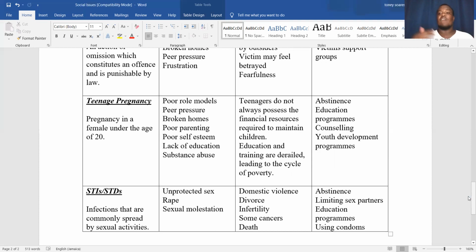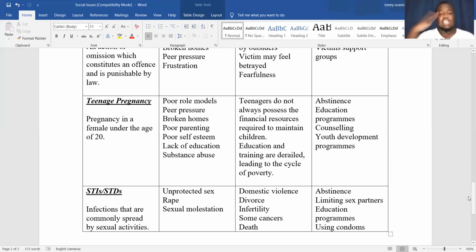So they just have unprotected sex, and then they get pregnant. Some of the consequences: teenagers do not always possess the financial resources required to maintain children. And then this just continues the cycle of poverty, because the teenage mother is poor and she remains poor. And many times some of these men or boys, they deny paternity, right? So the mother is left on her own as a teenager with a child. There's no father support. That can be detrimental to the mother and also to the child.